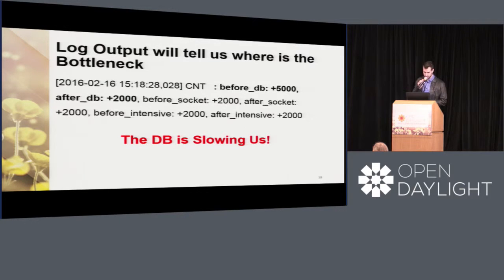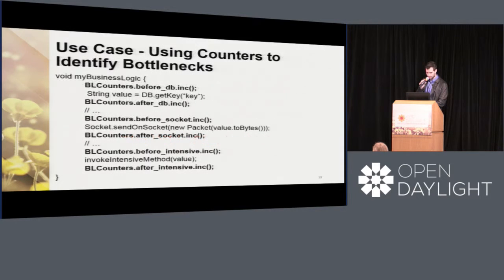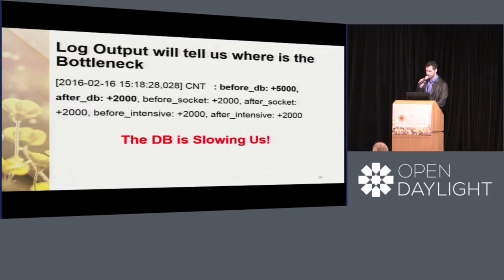So as you can see in this example, before DB was called 5,000 times. That's obvious because it's the first thing that is called. After DB is called 2,000 times, and the rest of the counters also obviously increment only 2,000 times because the effect remained. So I know the DB is slowing me down in this example.